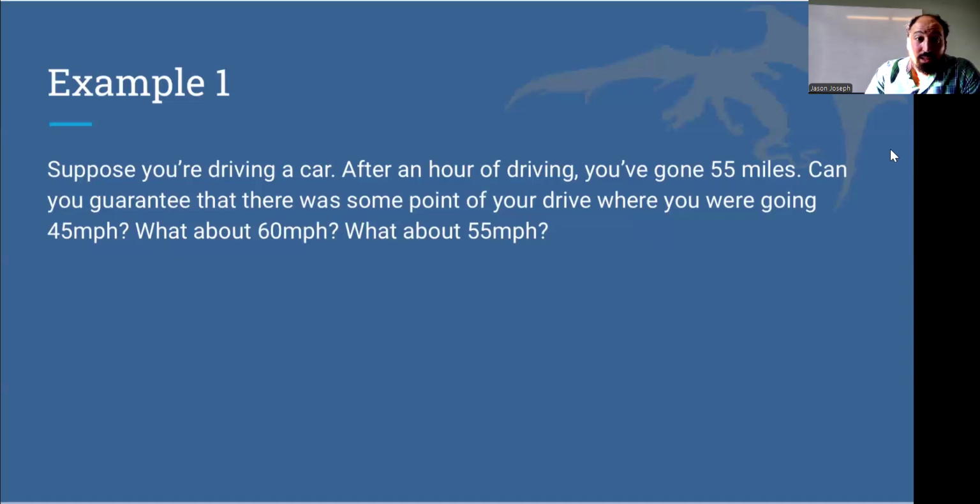So this says, suppose you're driving a car. After an hour of driving, you've gone 55 miles. So that tells me my average speed was 55 miles an hour. Can you guarantee there was a time during the drive where you were going exactly 45 miles an hour? What about 60 or 55? So I'm going to answer these in reverse order. So 55, yes, there must have been, because that's what the mean value theorem tells us.